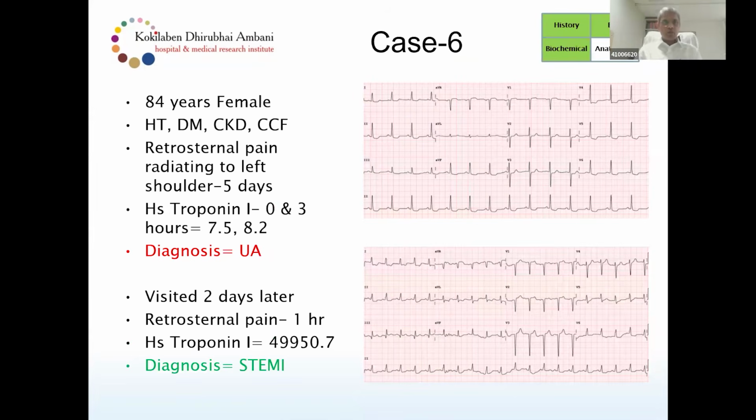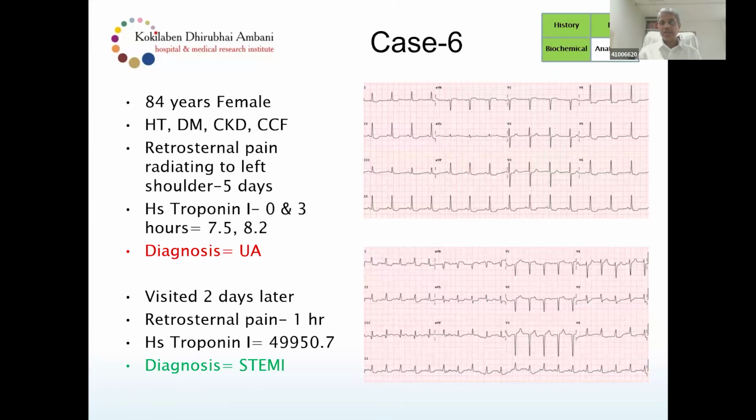So this is an 84-year-old female who came with retrosternal pain radiating to the left shoulder for 5 days. The HS troponin I at 0 and 3 hours were 7.5 and 8.2, which were both normal. So the diagnosis was unstable angina because of some ST-T changes in the ECG. And she was discharged. She visited 2 days later with retrosternal pain for 1 hour.